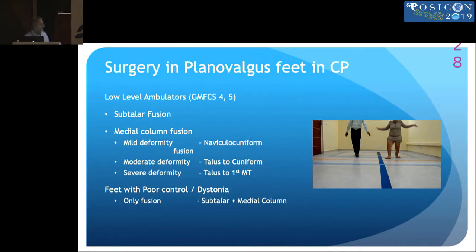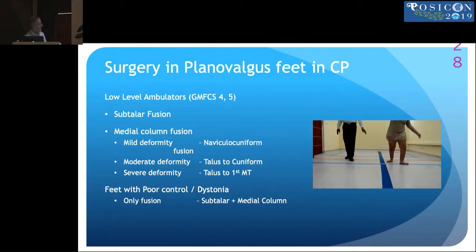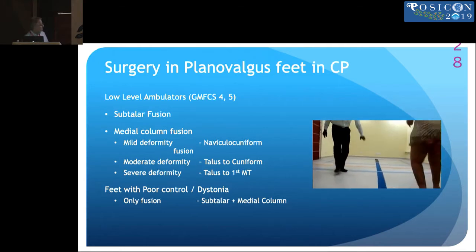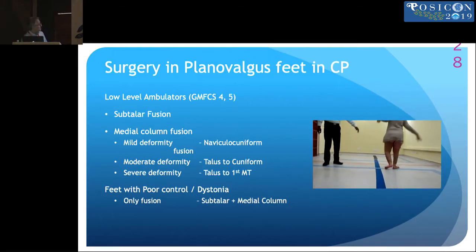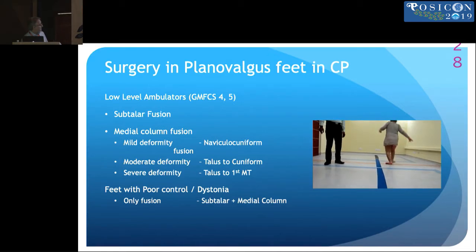Now, a low level ambulator, that means gross motor 4 and 5, you would straight away go for a fusion. You could do a medial column fusion, and depending upon the severity, for instance, if it's a severe deformity, you would do a talus to first metatarsal, as opposed to a mild deformity where you would do a navicular cuneiform fusion.